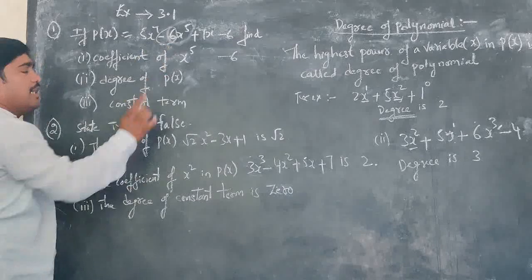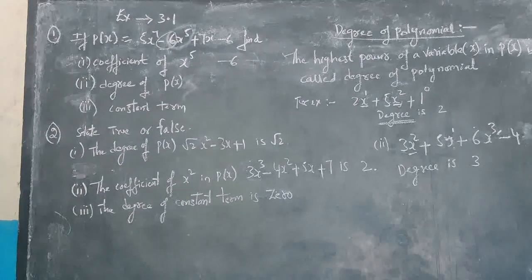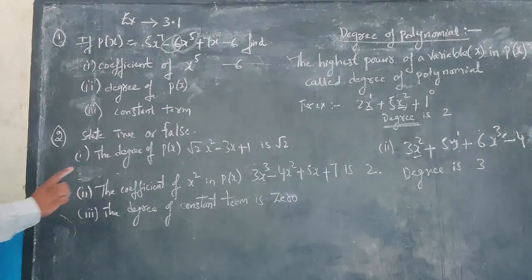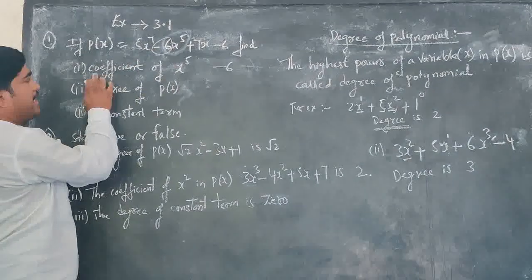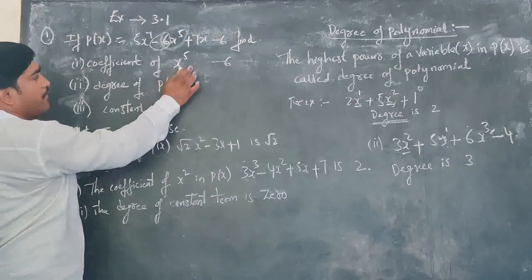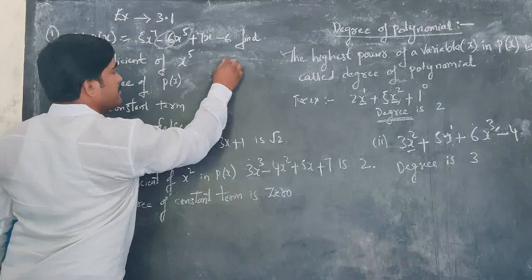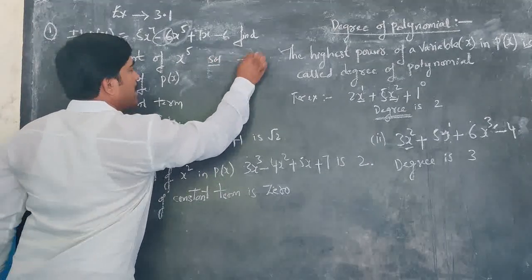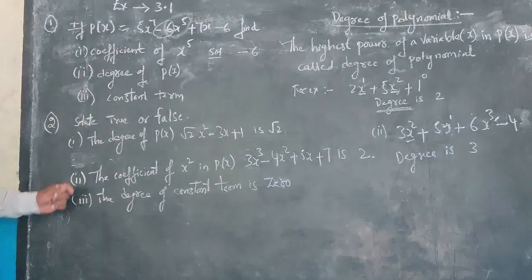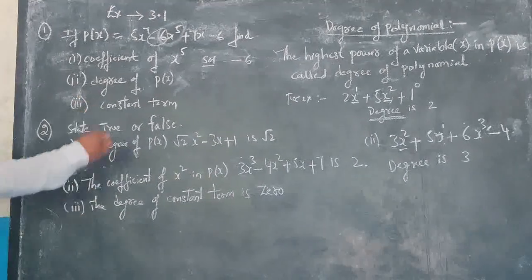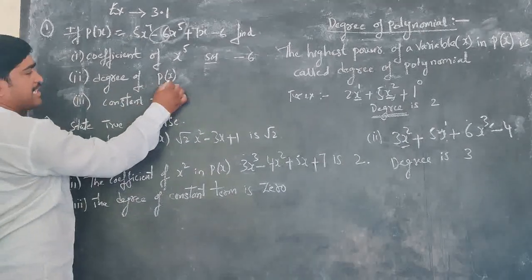We should conclude with the positive as well as negative sign. Do not neglect the signs. Here, since the sign is minus, I will take the coefficient of x power 5 as minus 6.